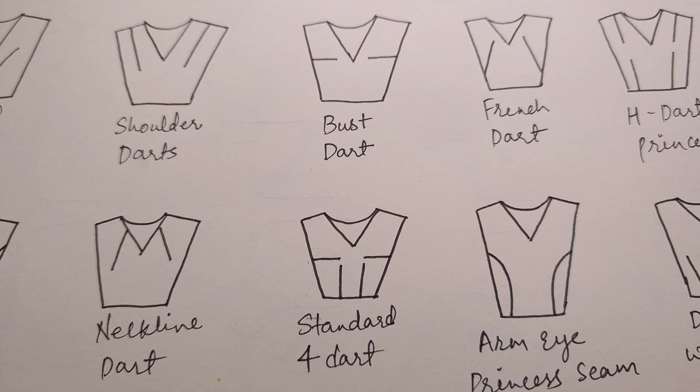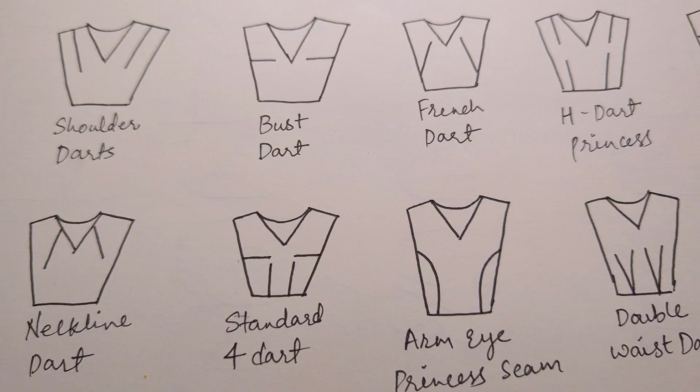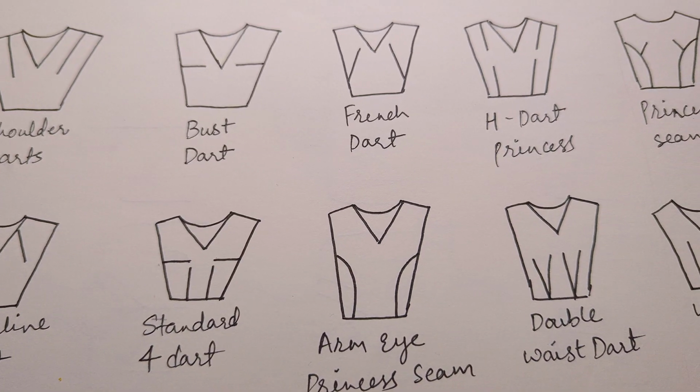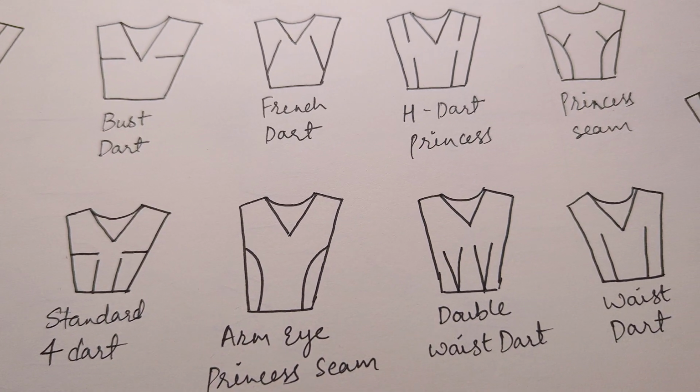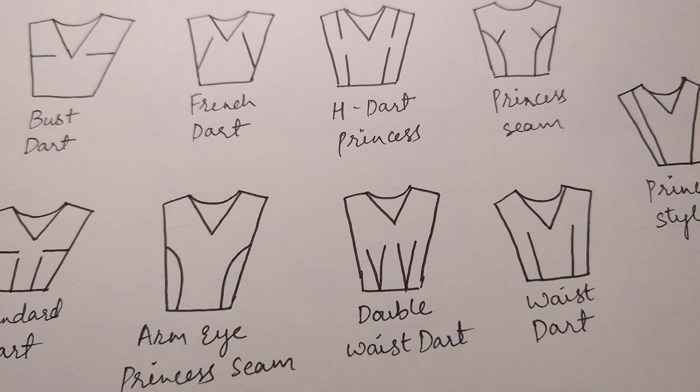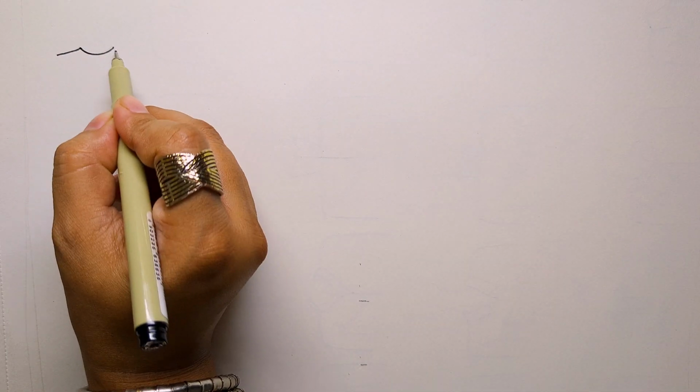Today we are going to explore the most important topic in fashion design, that is darts. Darts play a very important role. They give proper fitting and shape to a garment. Let's learn about the different types. First of all is the central dart.